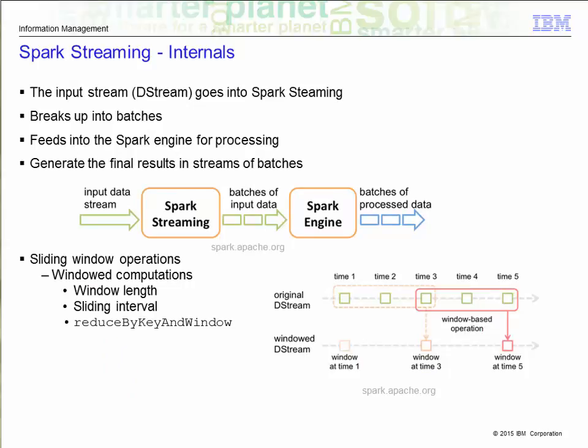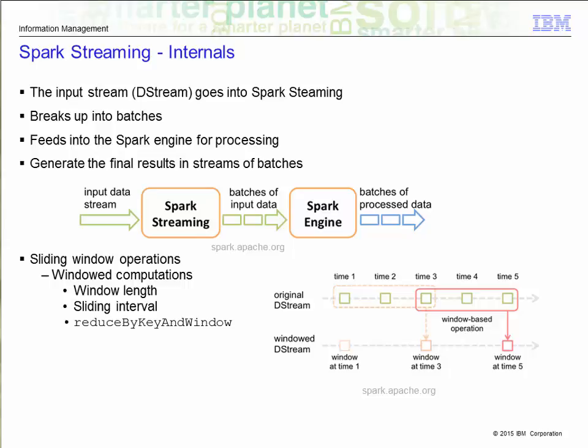Here is a quick view of how Spark Streaming works. First, the input stream comes in to Spark Streaming. Then that data stream is broken up into batches of data that is fed into the Spark engine for processing. Once the data has been processed, it is sent out in batches. Spark Streaming supports sliding window operations. In a windowed computation, every time the window slides over a source DStream, the source RDDs that fall within the window are combined and operated upon to produce the resulting RDD.